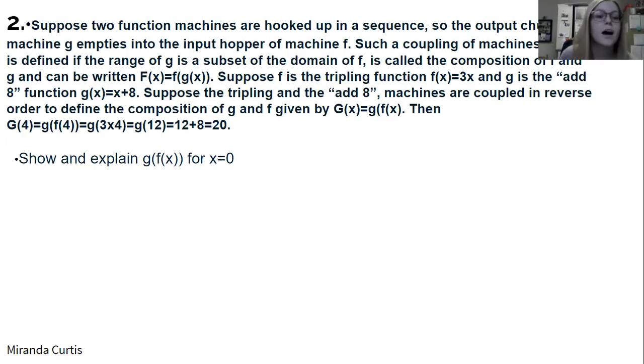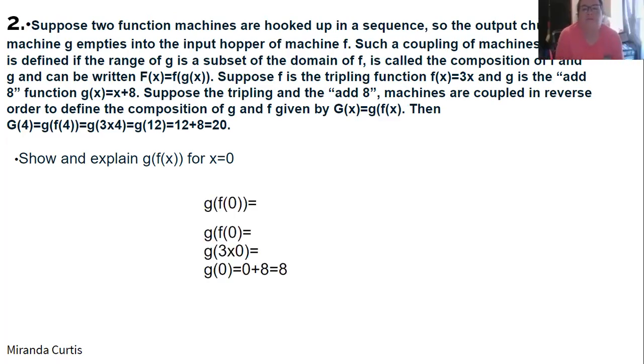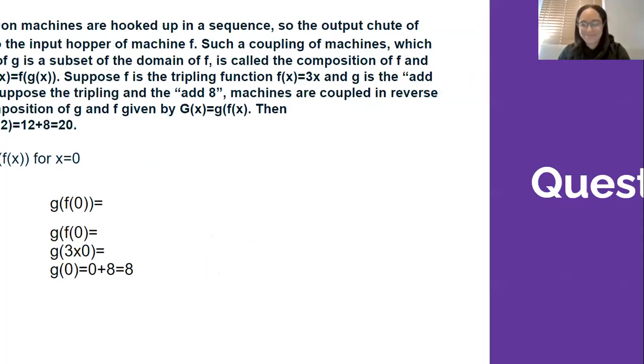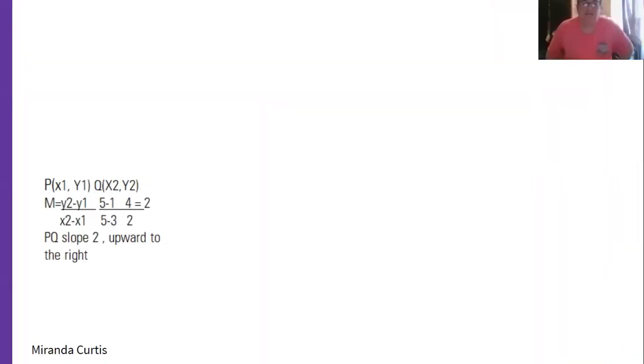Okay, Miranda, can you show and explain g of f of x for x equals 0? Yes, ma'am. Okay, so we're going to plug it in. So g of f, we're going to put 0 in there for our x value. And then we're going to bring down 3x. And so 3x times 0, well, 3 times 0 is 0. And then we're going to put 0 in our x. And then we're going to add 8. And 0 plus 8 equals 8. So that gives us 8. Good job. Okay, so we're going to go to question 3.